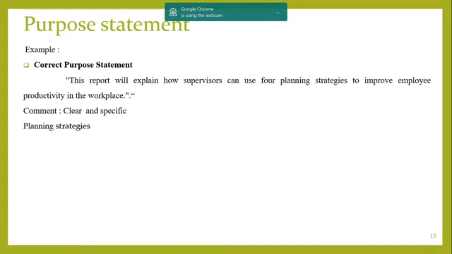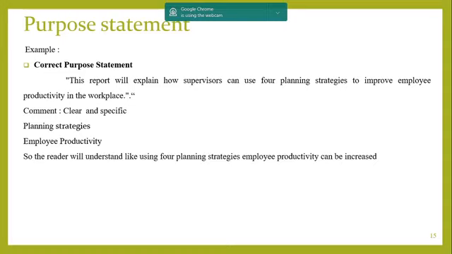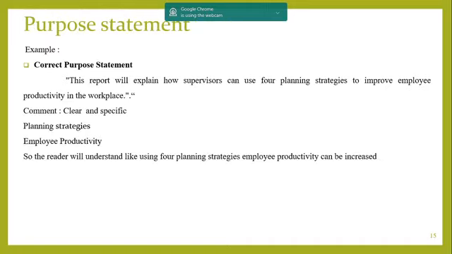What are they talking about? They are talking about the planning strategies. How many planning strategies are available? There are 4 planning strategies. Through which what are they getting? They are getting productivity. Whose productivity? It's their employees' productivity. Where? It is in the workplace. Fine. This is a good purpose statement. So from one statement, we got to know all this information. So when you are writing a purpose statement, be clear. Be clear what you are writing.